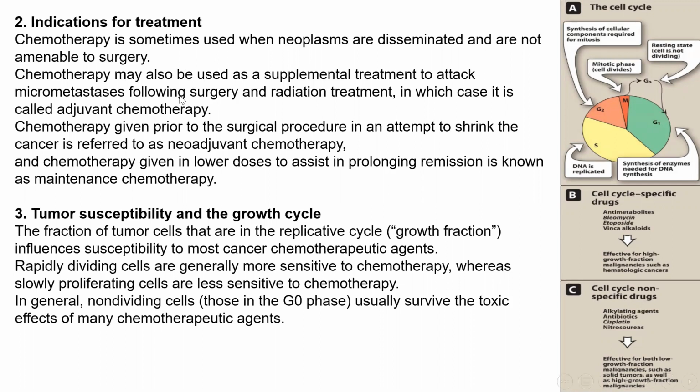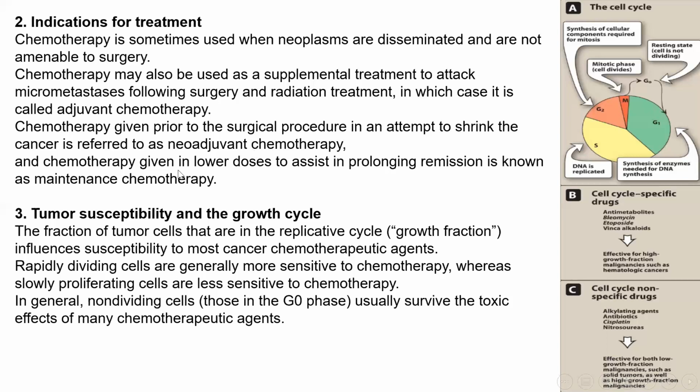Also, we use chemotherapy as a supplemental treatment to attack micrometastasis following surgery or radiation. And here we are talking about combination therapy between surgery, radiation, and chemotherapy. This is called adjuvant chemotherapy. Also, sometimes chemotherapy is used prior to the surgical procedure in order to decrease the size of the cancer, especially when there is no metastasis, and this is called neoadjuvant chemotherapy.